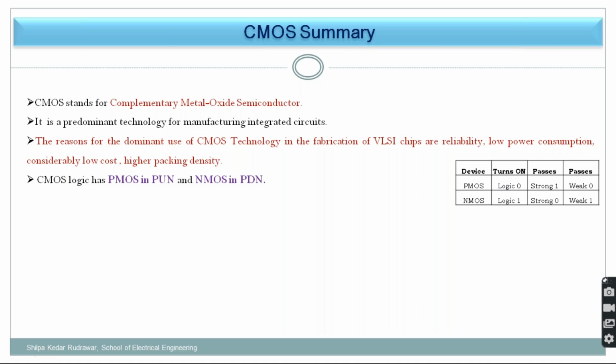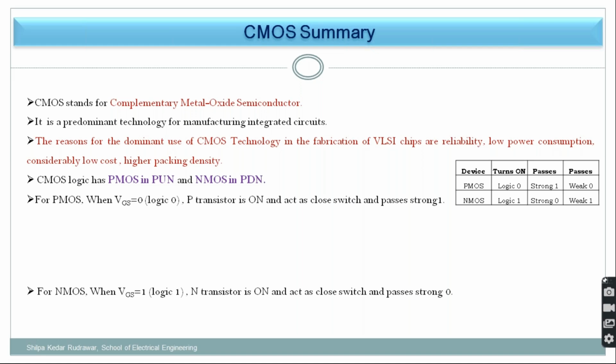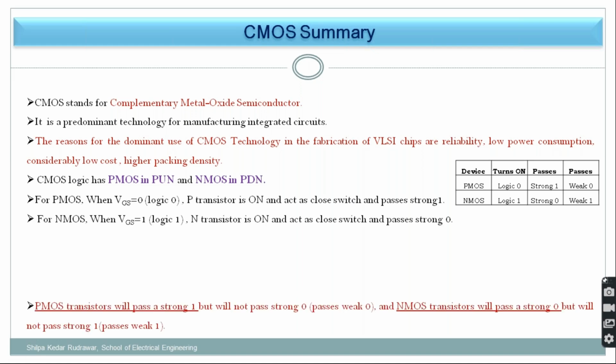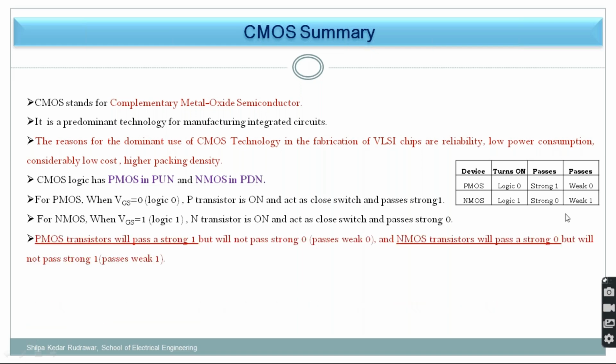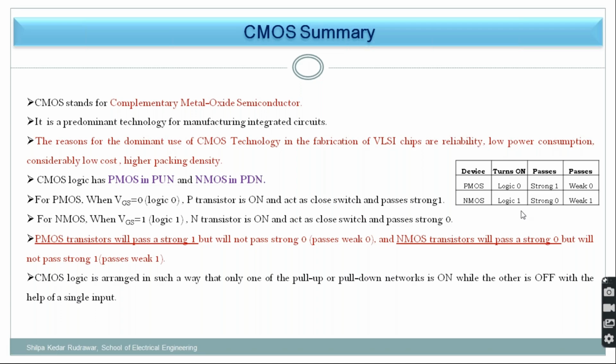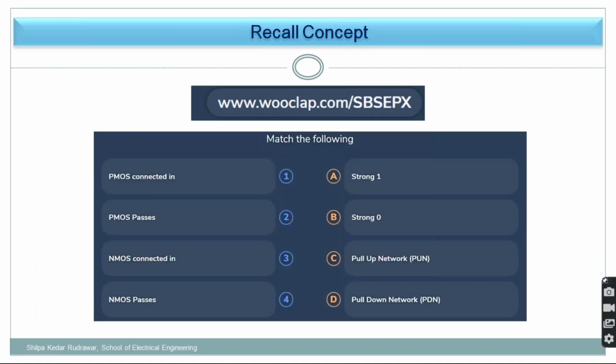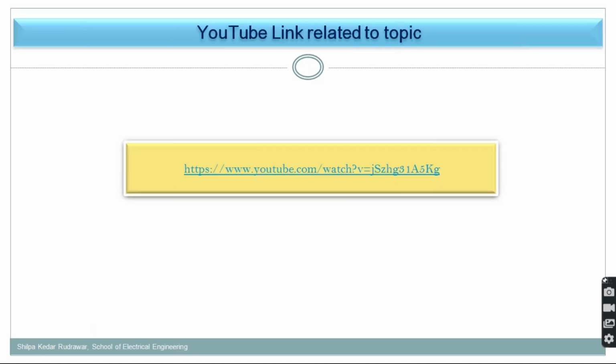Justification, you should do the practice of that. PMOS turns on when 0 is applied, and NMOS turns on when 1 is applied. This table is very, very important. Just remember this table. And at a time only PMOS will be on or only NMOS will be on. Both will not be on, as it is complementary.